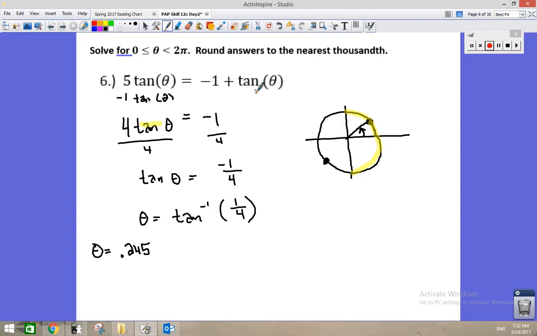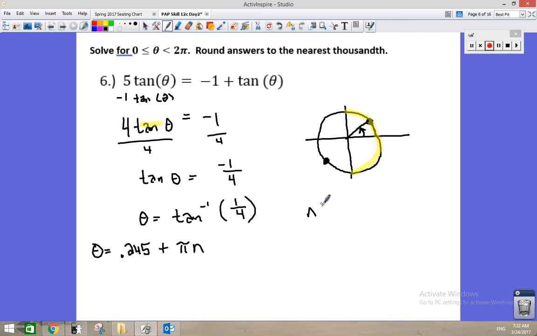Because tangent has a period of pi, which is different than sine and cosine, secant and cosecant. They have periods of 2 pi. I can get to the next solution by adding integer multiples of pi. So this equation represents infinitely many solutions to my original equation here. Well, all I want is the values of theta that are between 0 and 2 pi.